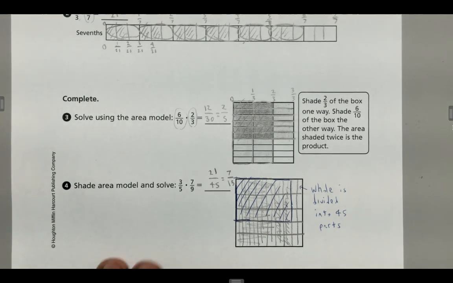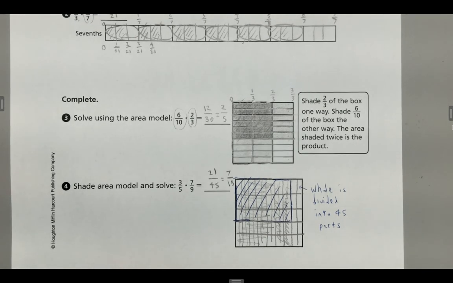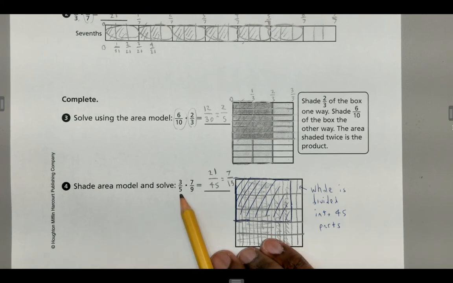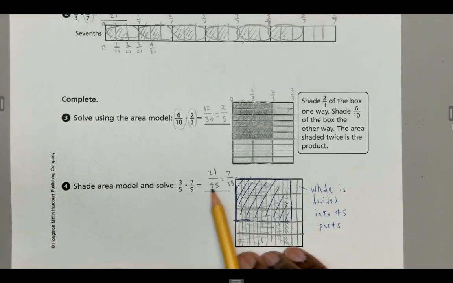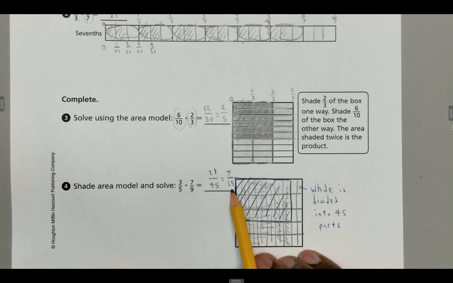Now, I'm going to show you the way that I want you to solve these problems. When you see 3/5 multiplied by 7 ninths, multiply the numerators together. 3 times 7 is 21. Multiply the denominators together. 5 times 9 is 45. And then ask yourself, is this answer in simplest form? In this case, it's not, because 3 is a common factor that goes into both numbers. I can divide the top and bottom by 3 to get my simplest answer.